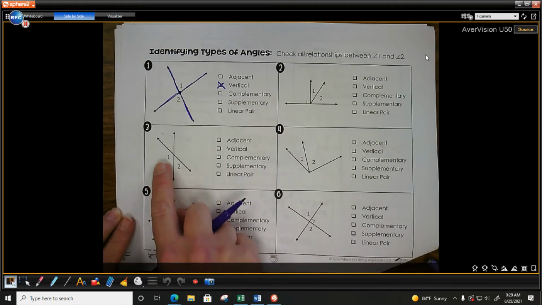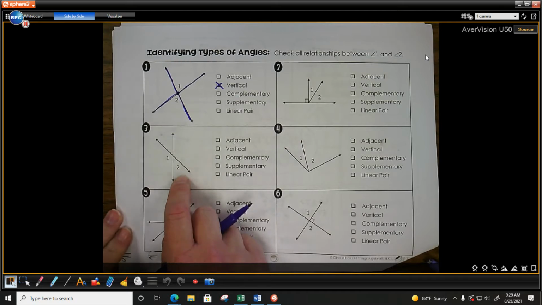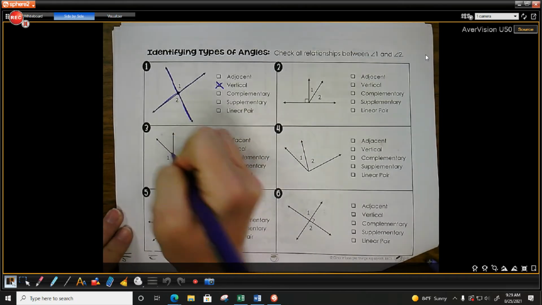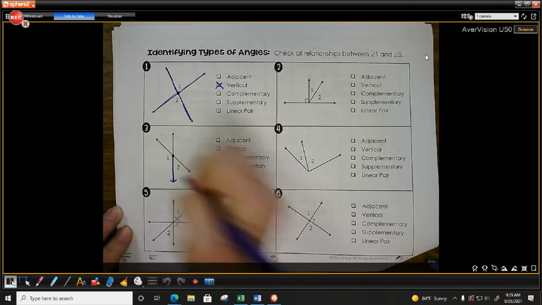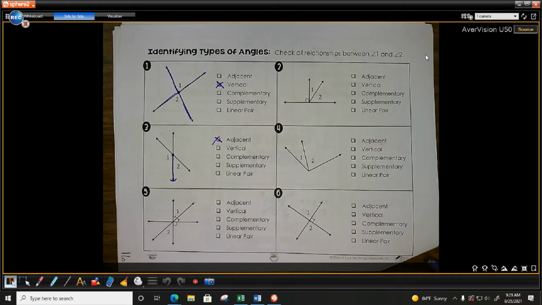What about these two? Are they angles that touch each other and have the same vertex? Yes, they have the vertex right there and they share a side. So they are adjacent. Are they vertical angles? No, you can never be vertical and adjacent. Okay, it's an either or, because you can't be two angles touching each other and also two angles on opposite sides.